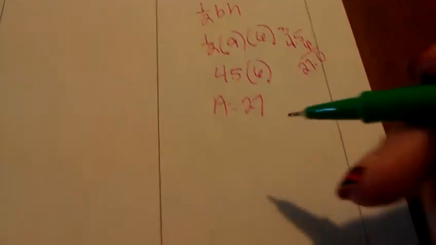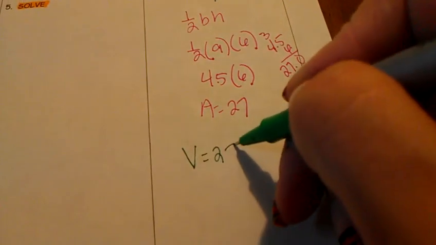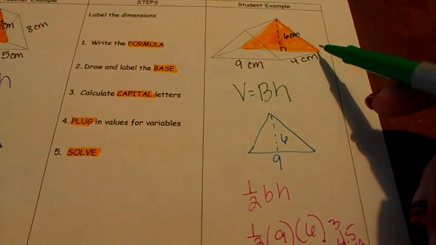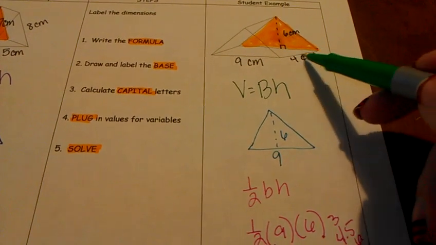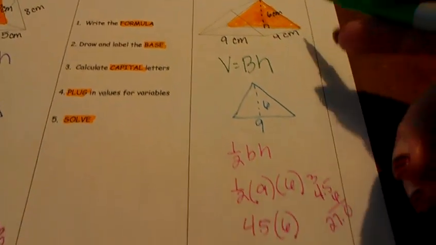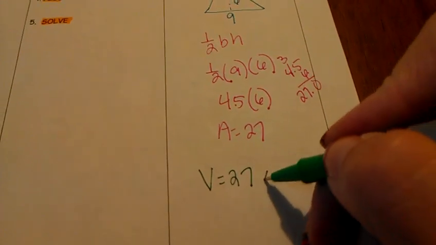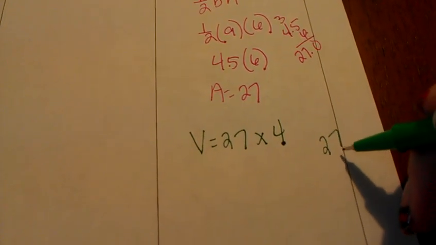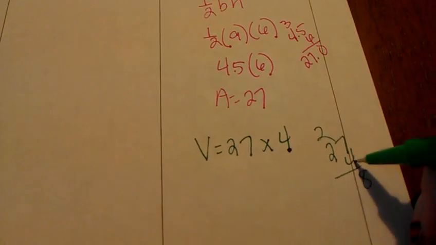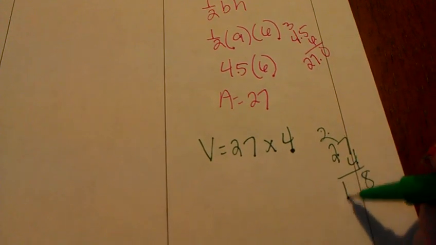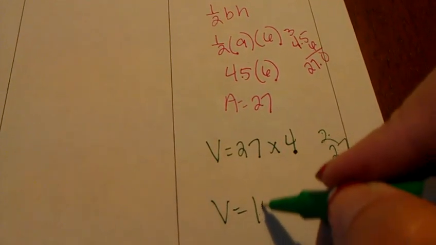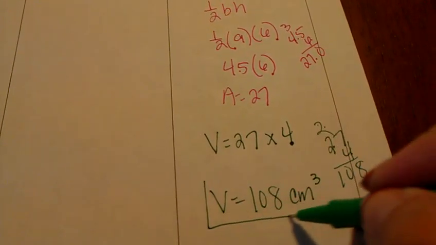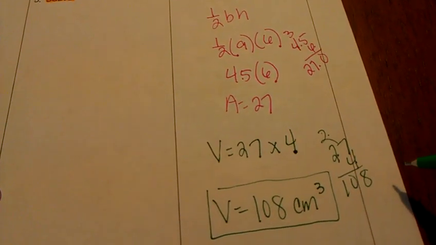Capital B is 27. Height of my prism. Remember, height connects the two bases. Here's a triangle and here's a triangle. What connects my two triangles? 4 centimeters. So, area of the base times height. So let's do the work. So the volume of this triangle is 108 centimeters cubed. And that's it.